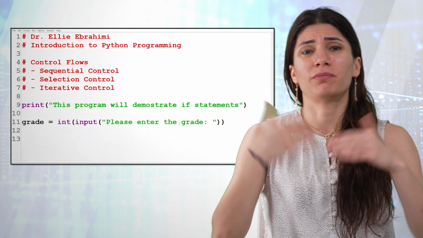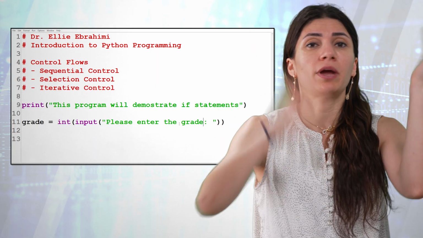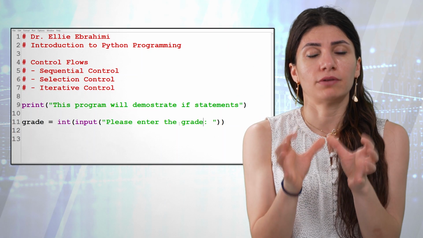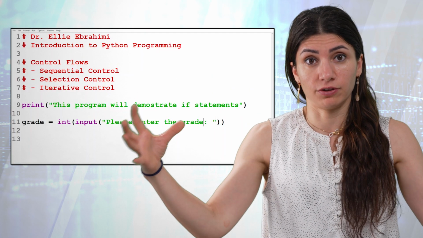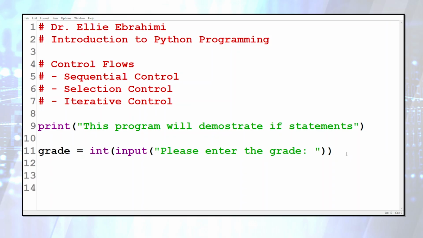You can start from fail and make your way up. It's totally up to you. You can go in any other order that you want as long as you put the conditions in a correct way and cover everything that you have. Okay, so let's just start with A.